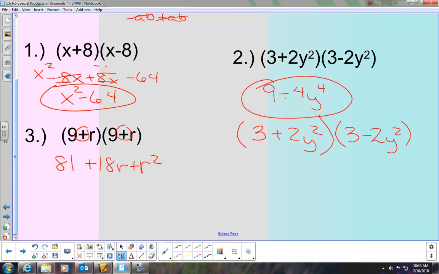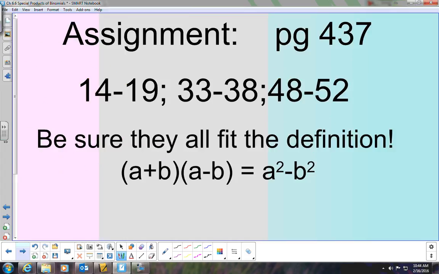Like 3? Oh, because you weren't here on Thursday. Yeah, I'll do some more like 3 for you on Thursday. So the rest of you, I'll go ahead and give you your assignment. Page 437, 14 through 19, 33 through 38, and then 48 through 52.